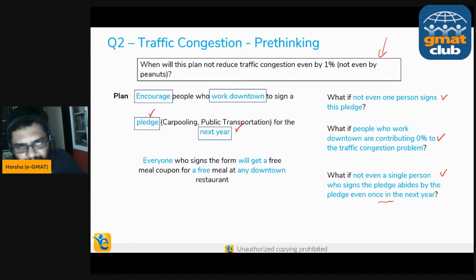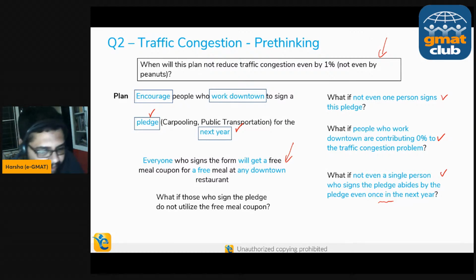Now, some of you might be wondering, is this point useful about this free meal? Is there something happening here? Can you arrive at a condition based on free meal? For example, what if those who sign the pledge do not use the free coupon? You have to ask the question, is this really required? Do we really care about whether these people use the coupon or they don't use the coupon? The coupon is just that incentive, right?